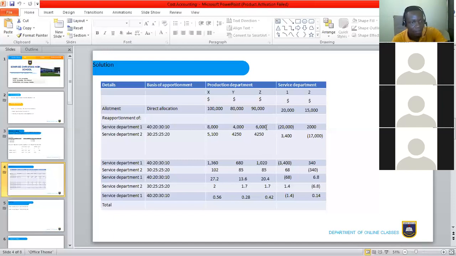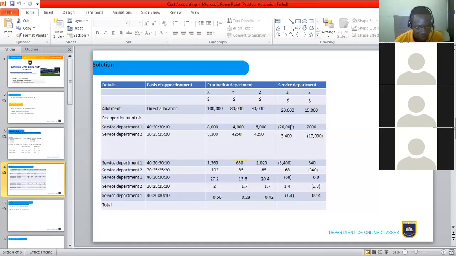Again, for production department Z, we've been given 30%. So that means we are supposed to find 30% of $20,000. That will be 30 over 100 times 20,000. Aberinga, what did you get? Sir, I had 6,000. All right, that's it, 6,000. Meaning we are done with the production department.